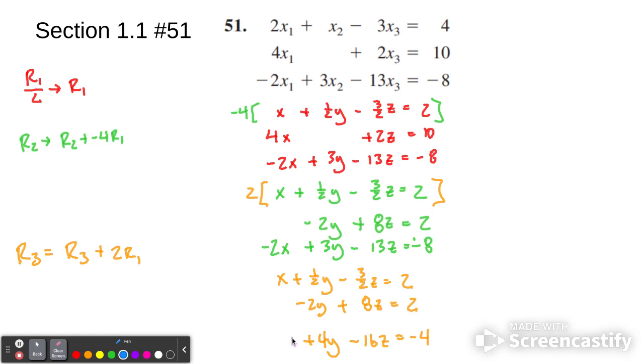What if we took row 2 and we multiplied it by something so it would cancel with row 3? So we're going to make a new row 3. Our new row 3 is going to be equal to row 3 plus 2 times row 2. What do you think about that?